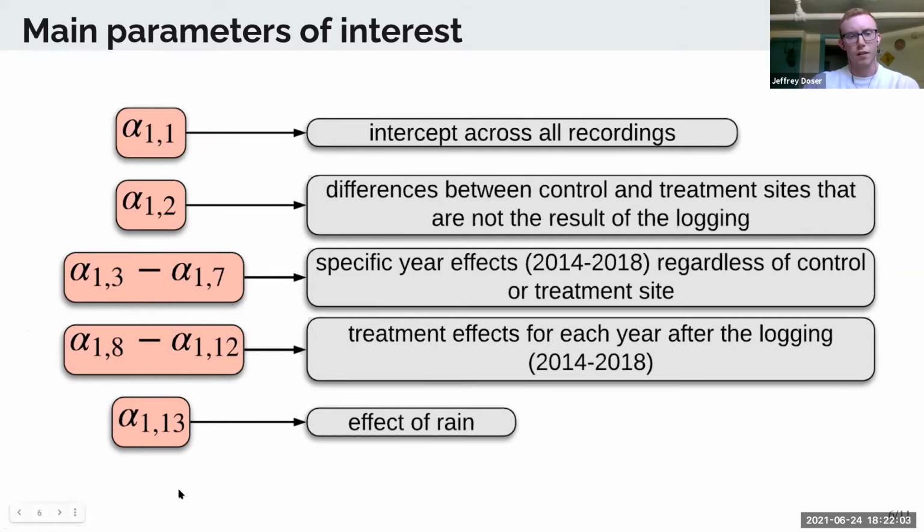And then lastly, we have this parameter that accounts for the effect that rain has on the recordings as well. And we quantified rain just using a manual approach by listening to the recordings and indicating a binary variable on whether or not rain was present or not.